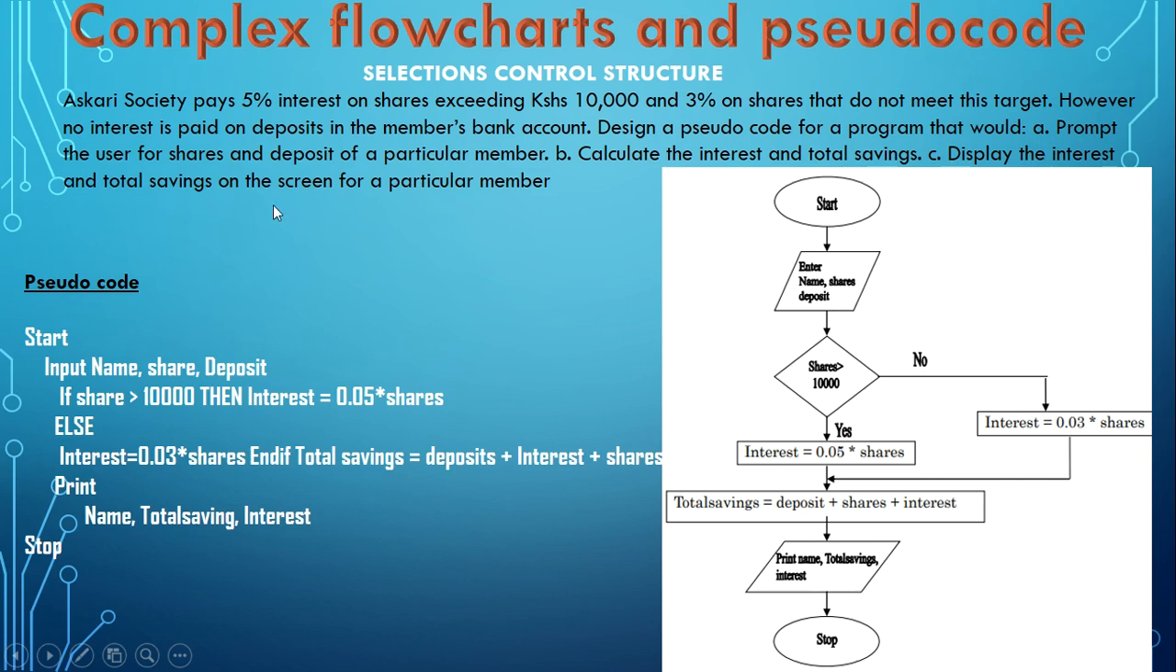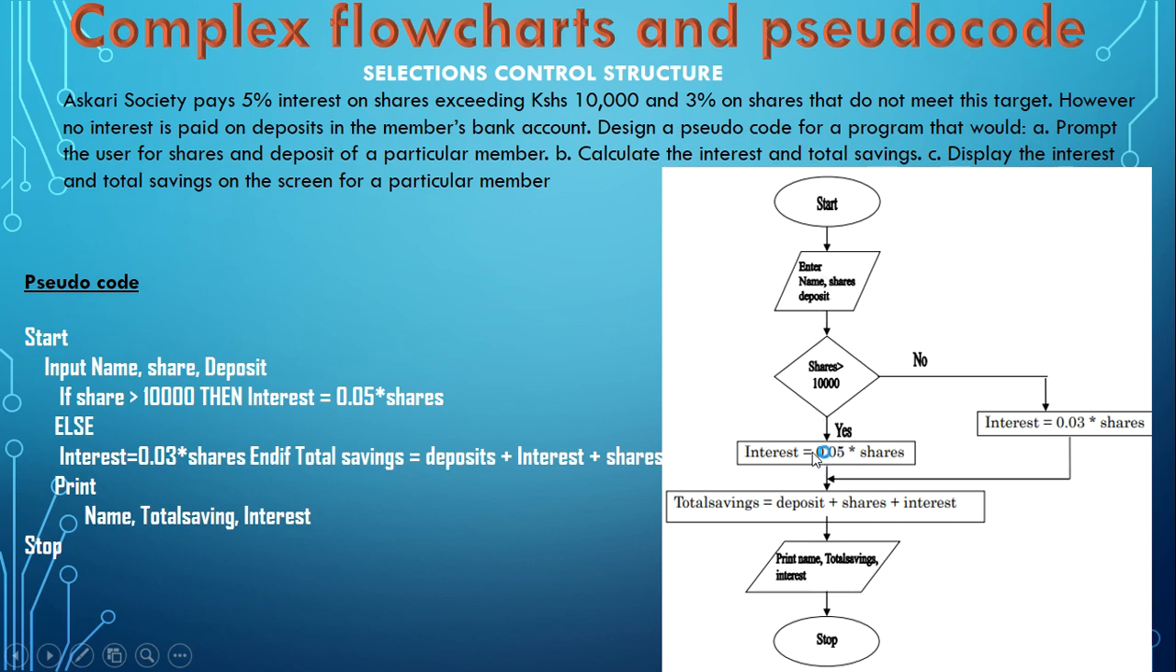This is the plain text description of what is happening here. This is a selection control structure for that matter. It is using if, then, else. Then there is this point, and that's the flowchart. You start by drawing the oval, then the direction, then the parallelogram: enter name, shares, and deposit.